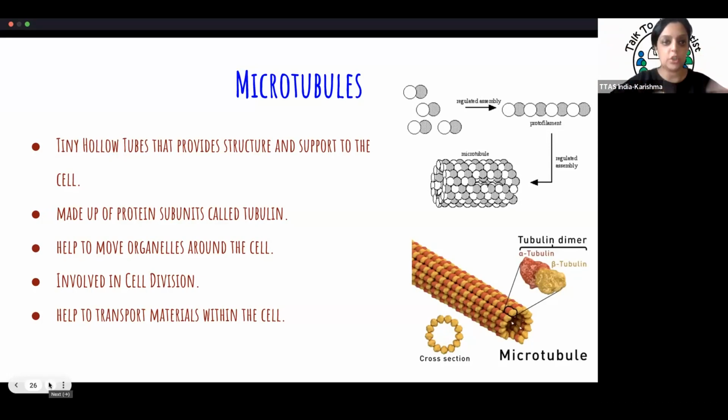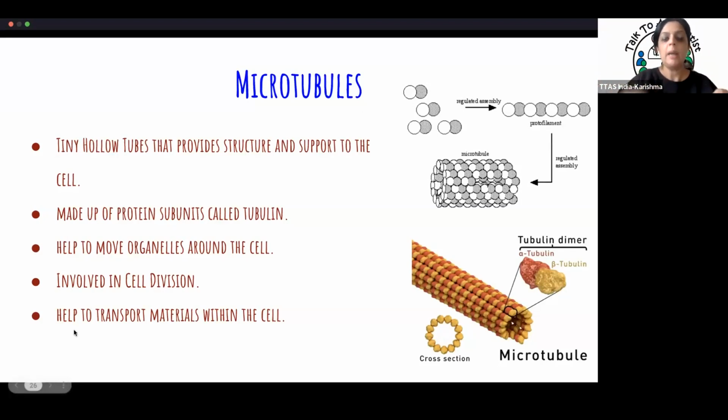They're like these structures or rods that hold the cell. Okay. So they are hollow. That's one point you should keep in mind when you're drawing. They're made up of proteins. The proteins are called tubulin. Tubulin. You get it? In addition to giving structure, they also help other organelles like vacuoles, lysosomes.